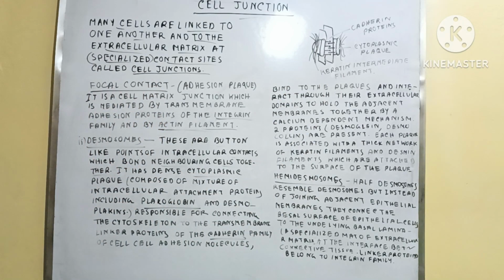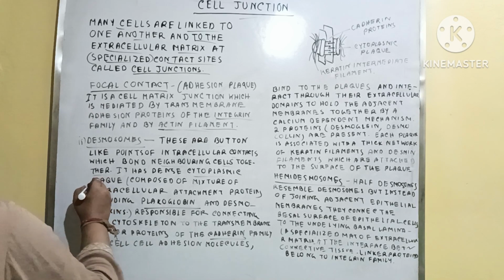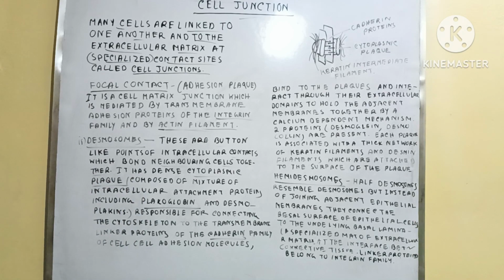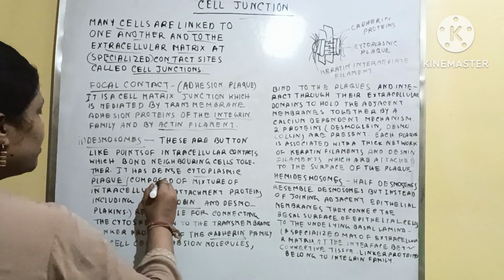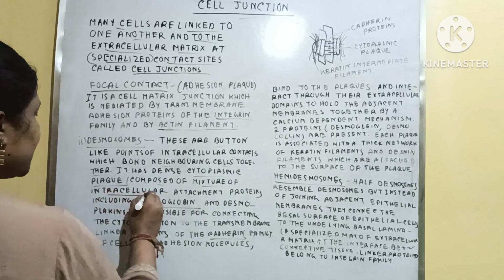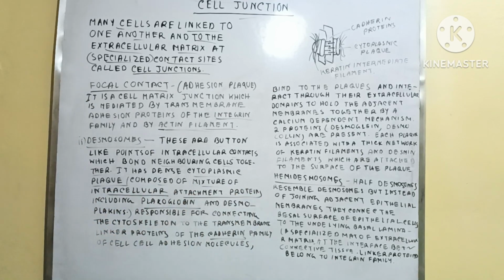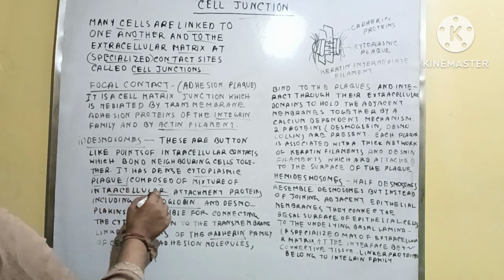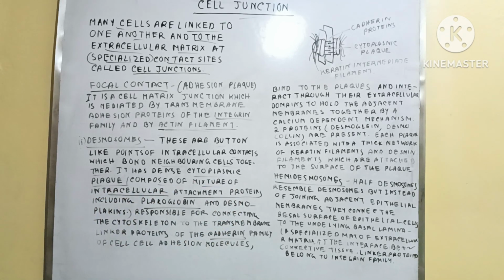So here the desmosomes, you can see these are the button-like contacts or connections. These connect the neighboring cells together, and it has a dense cytoplasmic plaque. What is the cytoplasmic dense plaque? That is the plaque composed of a mixture of intracellular attachment proteins. Clear? These are formed by the intracellular attachment proteins. That means intracellular proteins are attached to each other to form this type of plaque.